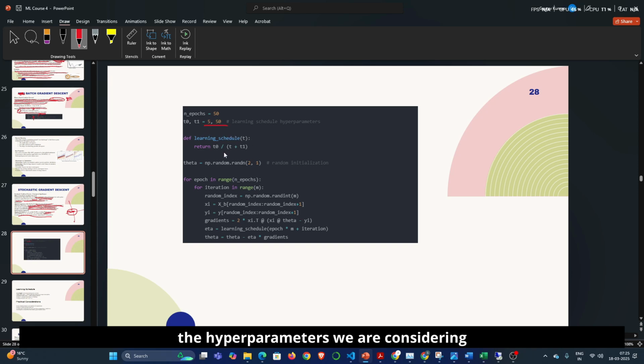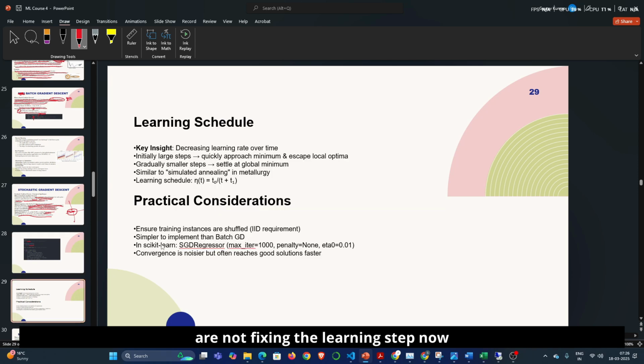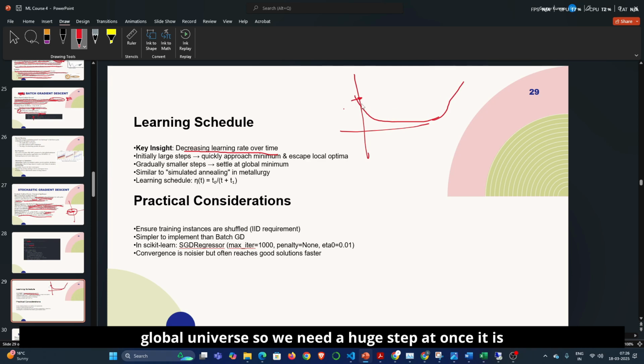So these are the hyperparameters we are considering here. And we are using a learning schedule here. We are not fixing the learning step now. We decrease the learning rate over time, because when we are far away from the global minimum we need a huge step. But once it is very near to the global minimum, we want it to converge, and if the step is not small enough, chances are high that it will overshoot the global minimum again.